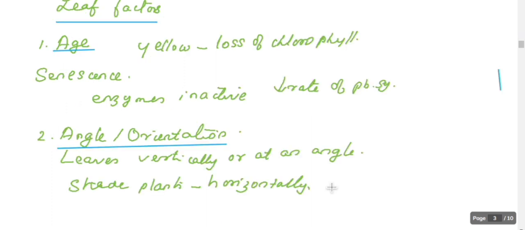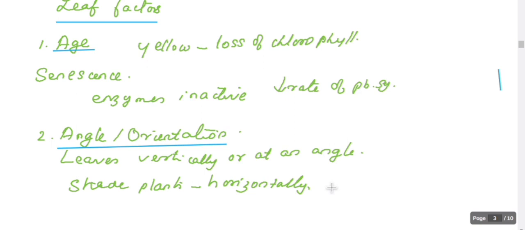Now coming to the genetic factors, or the leaf factors, first is the age of the leaf. Whenever a leaf is aging, we know that it will become yellow. What is meant by yellowing of the leaf? It is due to the lack of chlorophyll, or the plant is gradually losing chlorophyll. This aging process is called senescence. Usually during senescence, enzymes become inactive. As a result, naturally the rate of photosynthesis will also decline.